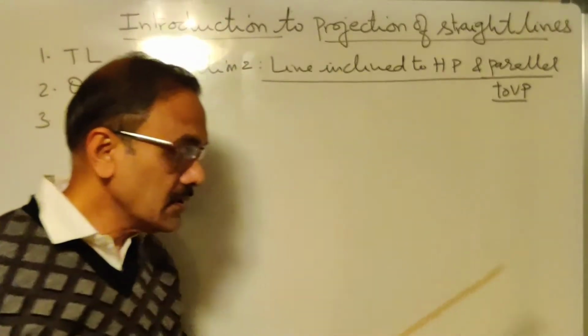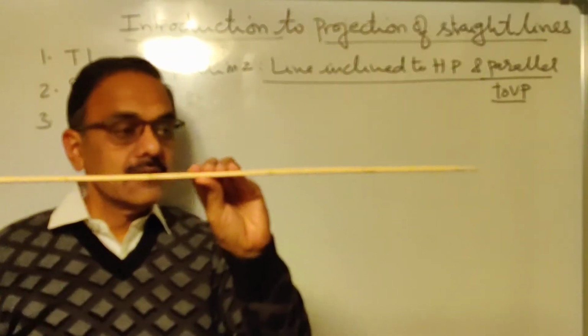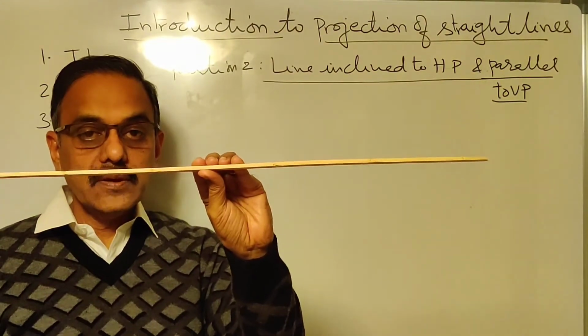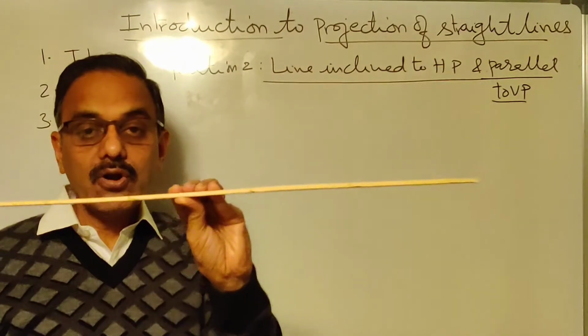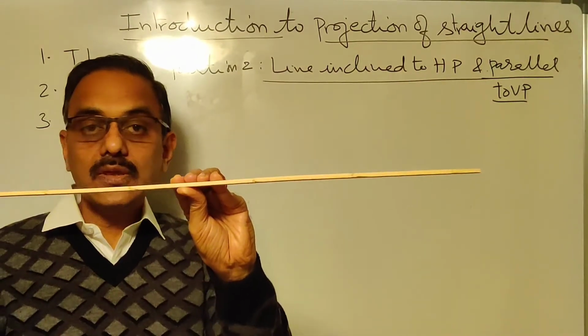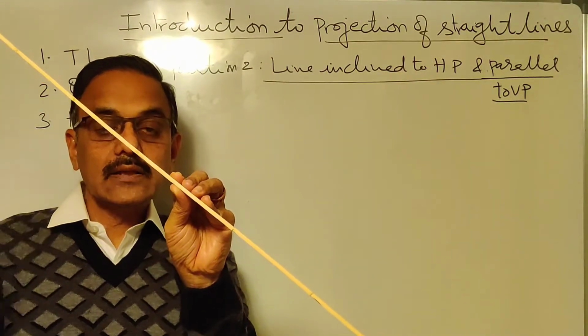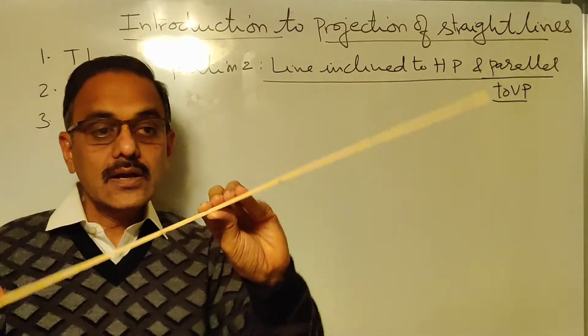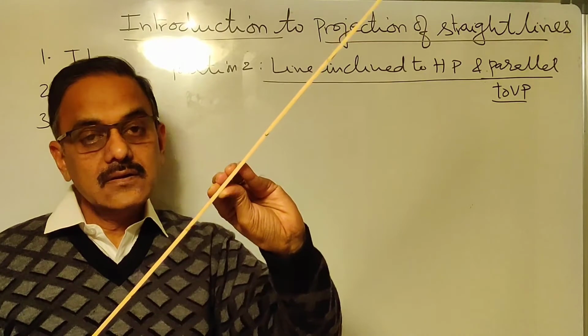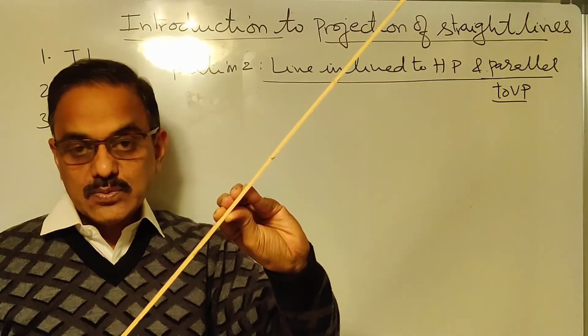I started with the line parallel to both HP and VP. Now I want to keep it parallel to VP, but I want to make it inclined to HP. How do you do that? Rotate it like this. Or you can rotate it like this. See, the line is made inclined to HP.